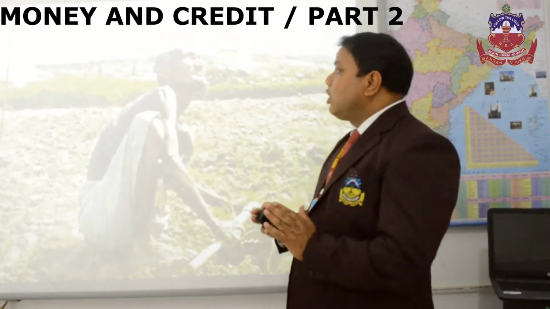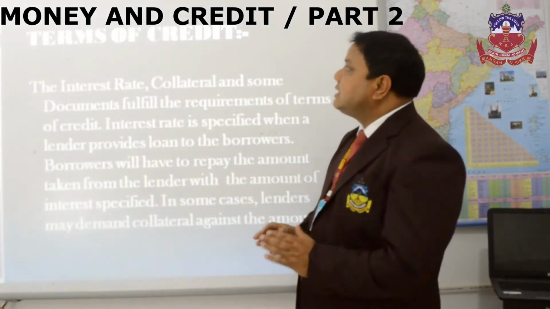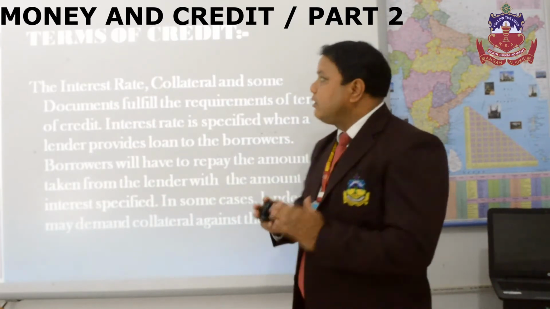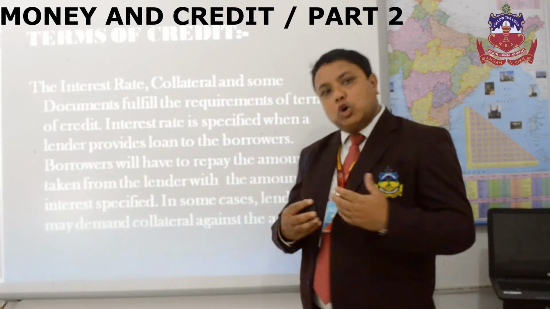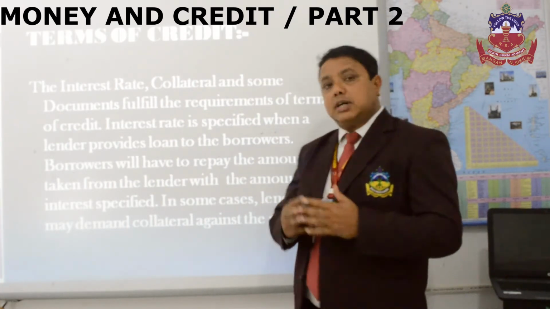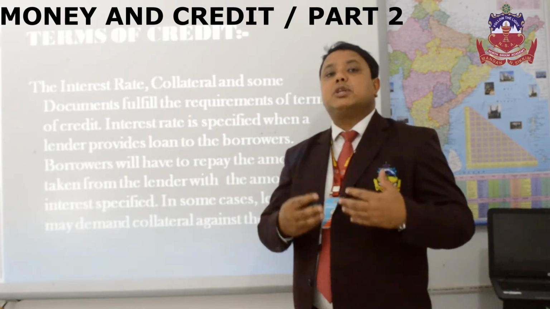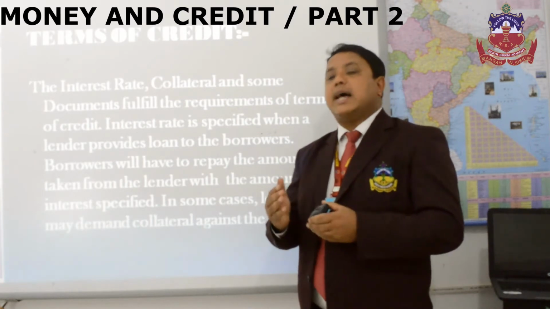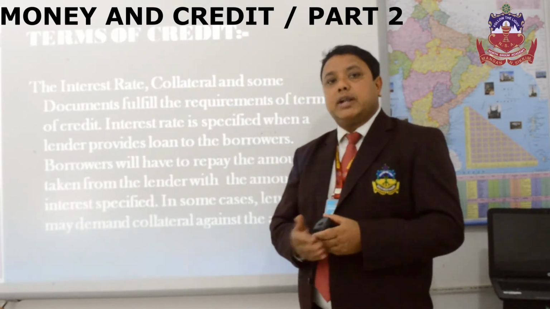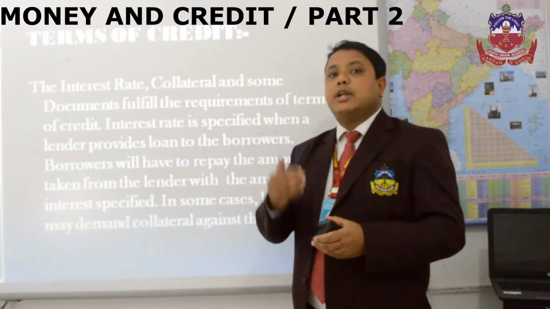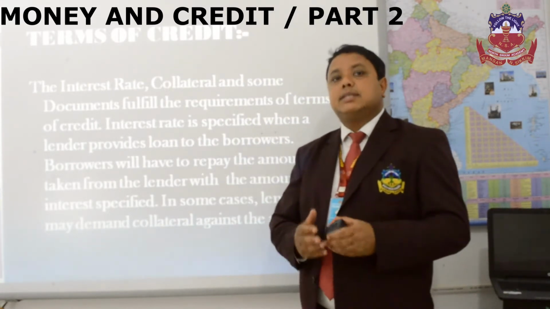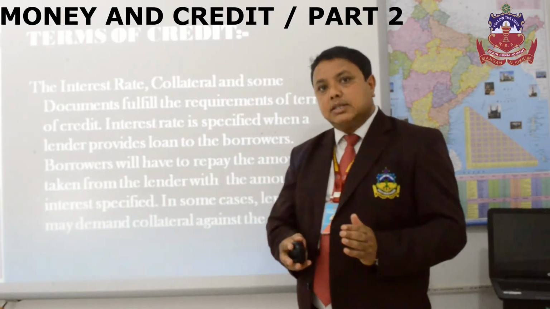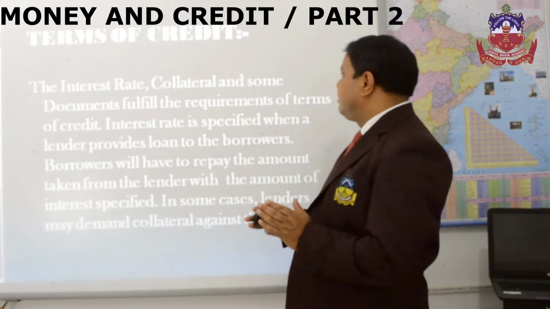So we are trying to understand the concept of credit, and now let us try to understand the terms of credit. The interest rate, collateral, and some documents fulfill the requirements of terms of credit. That means if a person wants to get credit or a loan, then these are the different requirements which one has to fulfill: the interest rate, which will be added to the principal amount, the collateral, that is the asset which is asked as a guarantee, as well as some kind of documents required for the terms of credit.